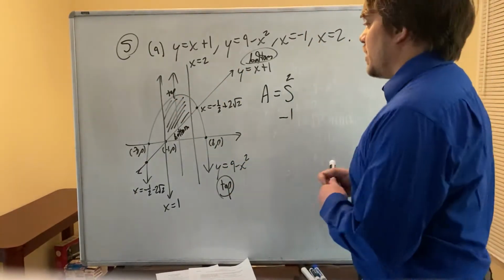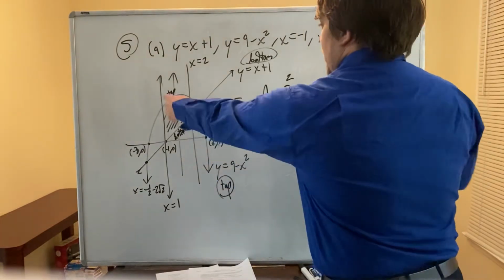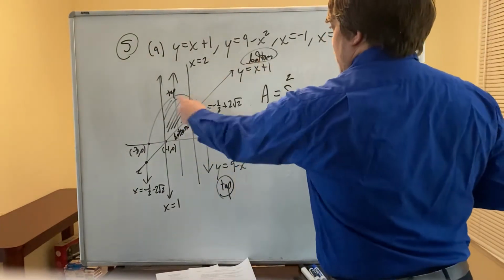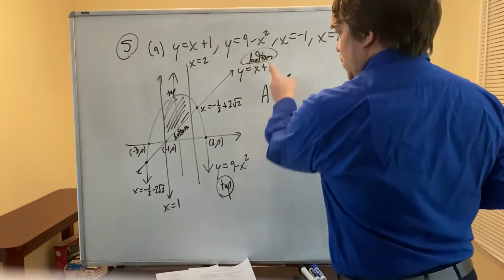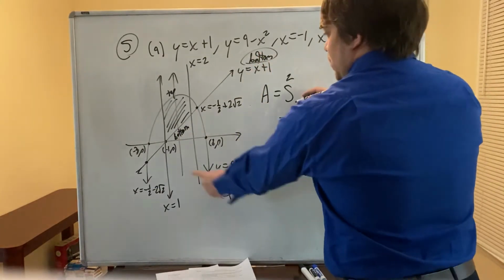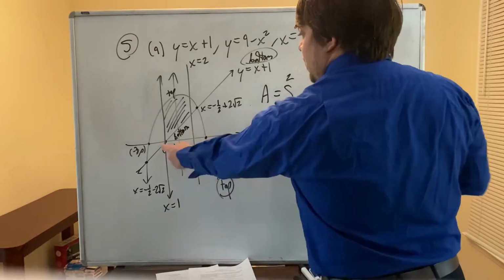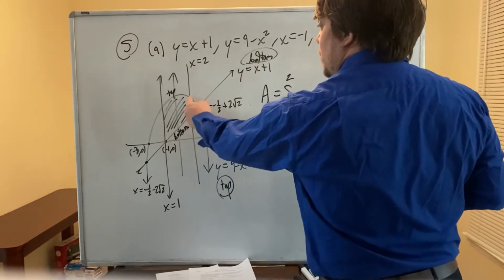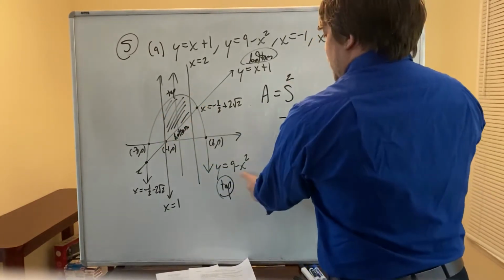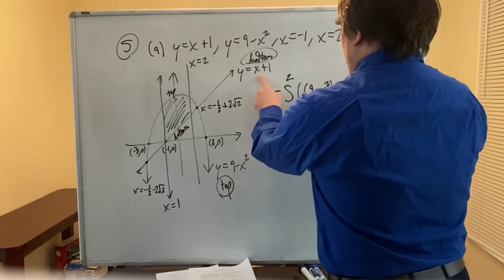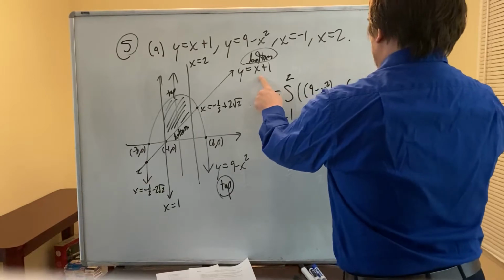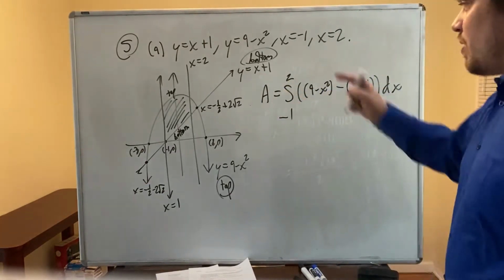All right, so the area is the top function. Now that I labeled this top and this bottom, I can just look at this. And so this is the definite integral from -1 to 2, the leftmost x value of the shaded region to the rightmost x value of the shaded region, of the top function, which is 9 minus x squared, minus the bottom function, which is x plus 1, dx. And so just find that definite integral.